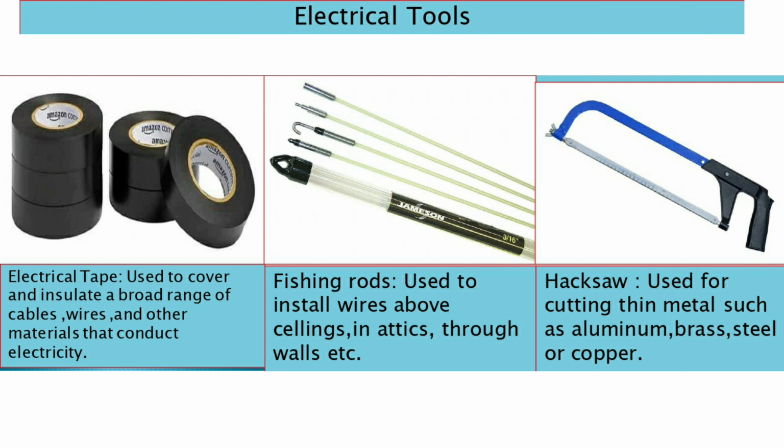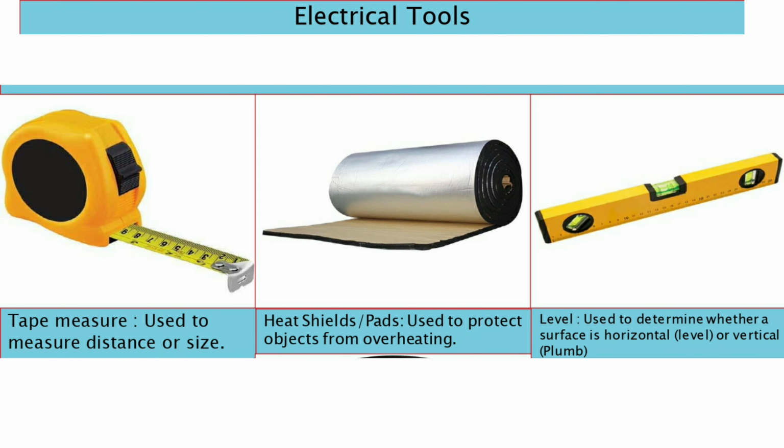Fishing rods, used to install wires above ceilings, in attics, through walls, etc. Hacksaw, used for cutting thin metals such as aluminum, brass, steel, or copper. Tape measure, used to measure distance or size. Heat shields and pads, used to protect objects from overheating. Level, used to determine whether a surface is horizontal, level, or vertical.